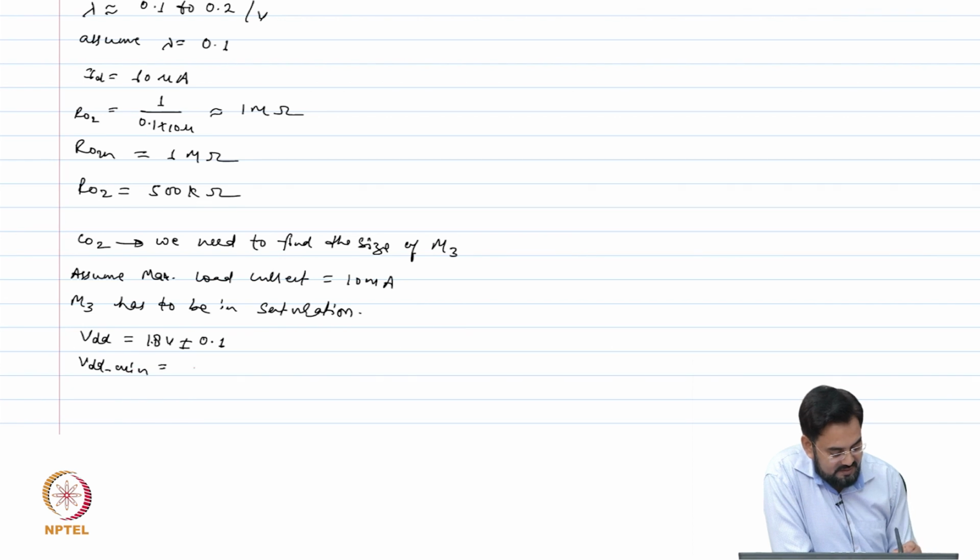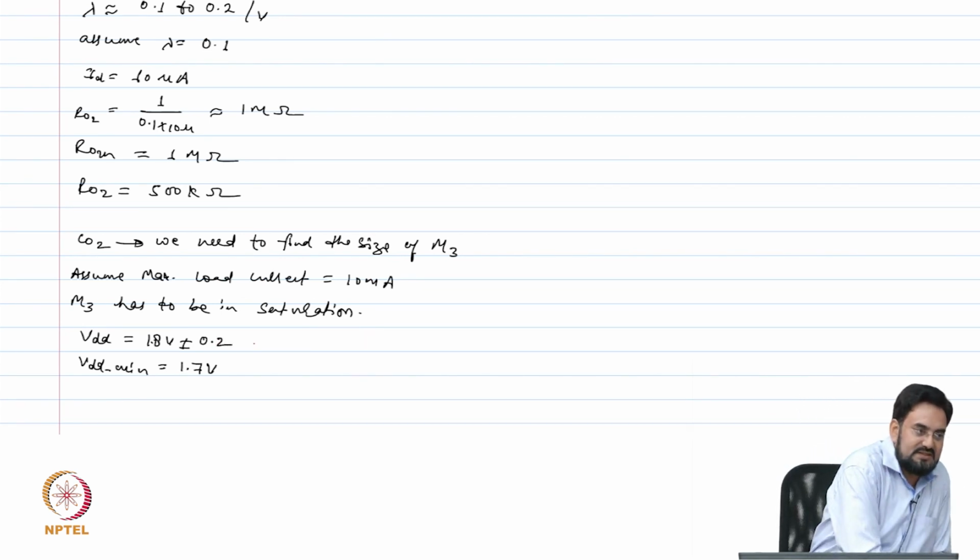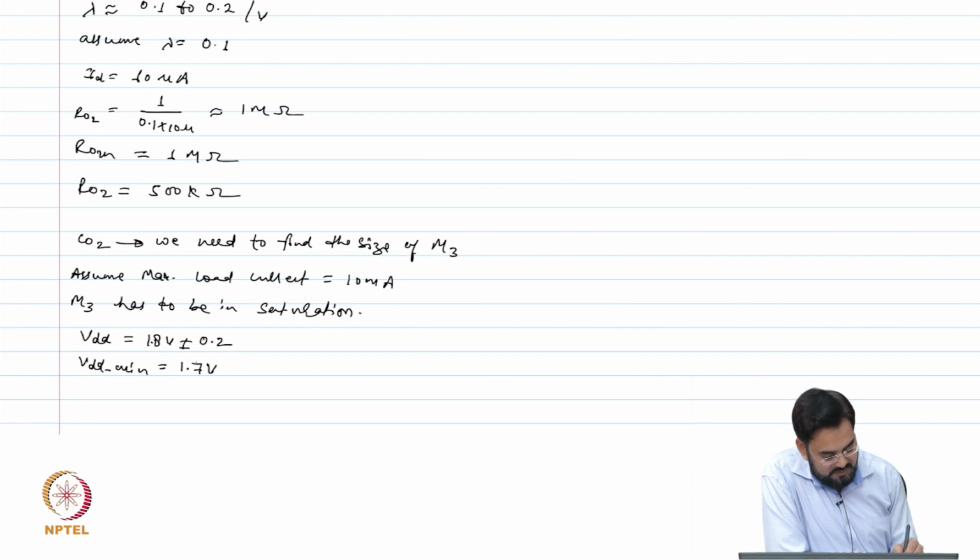VDD min is 1.8 minus, or plus minus, not, let us make it 2, because usually we consider 10%. So VDD min is 1.6 volt and V out max equal to 1.5 volt, let us say.